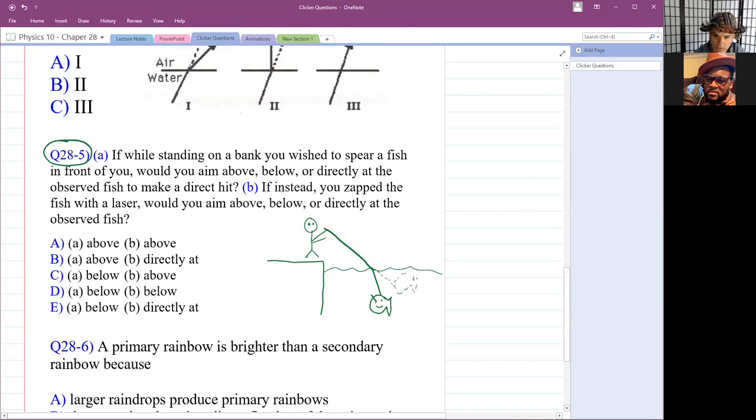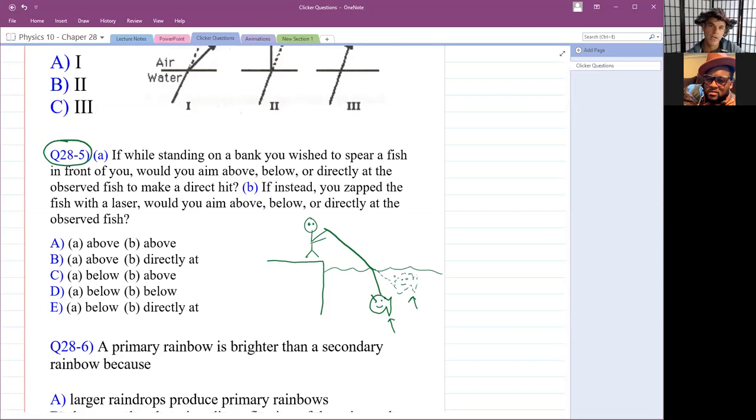So you're going to see the fish here, when in reality, the fish is here. You always see the fish higher than it really is. Objects are always deeper than they appear to be. So if you were to aim directly at the fish with a spear, you would miss it. So you definitely always want to aim below where you see the fish if you're going to try and throw a spear at it.